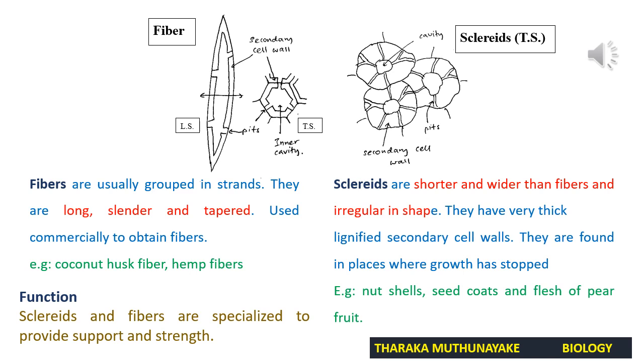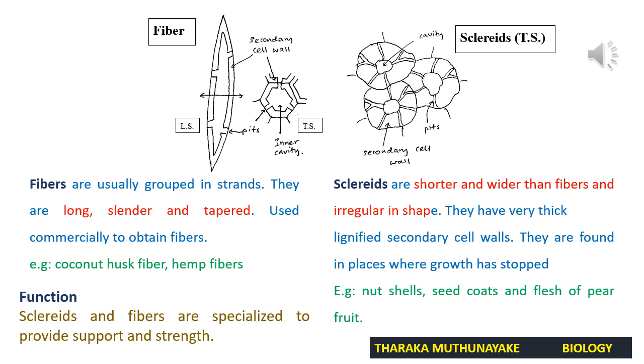That's the shape. You can easily observe that shape in this LS, that means longitudinal section of a fiber. You can observe it's a long, slender cell with tapering ends. And note there, they have polygonal shaped transverse sections. Clear, fibers have polygonal shaped transverse sections.